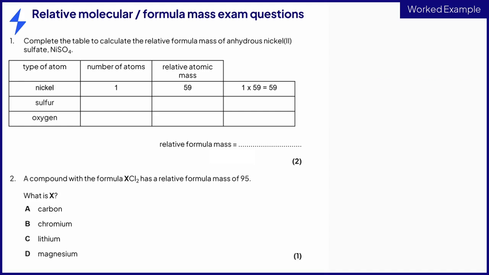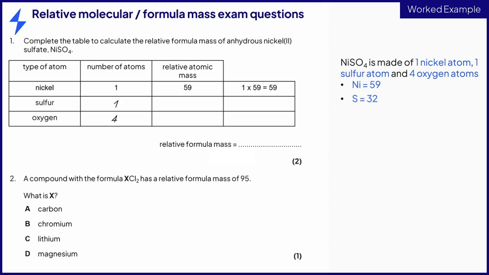NiSO4 contains 1 nickel atom, 1 sulfur atom, and 4 oxygen atoms. Remember, the small number belongs to the element before. This means that the answer, as shown, contains 1 nickel atom. It also contains 1 sulfur atom and 4 oxygen atoms. From the periodic table, nickel has a relative atomic mass of 59, as shown in the answer. Sulfur has a relative atomic mass of 32, and oxygen has a relative atomic mass of 16.